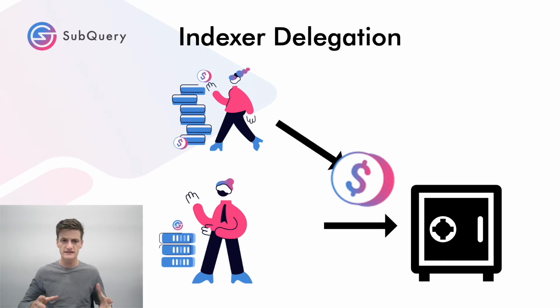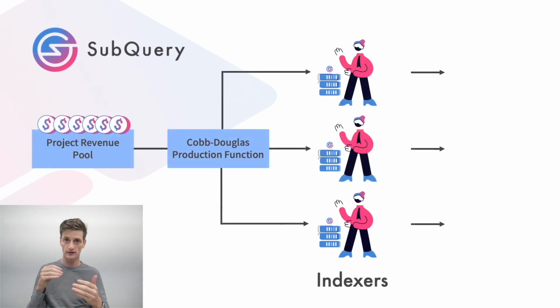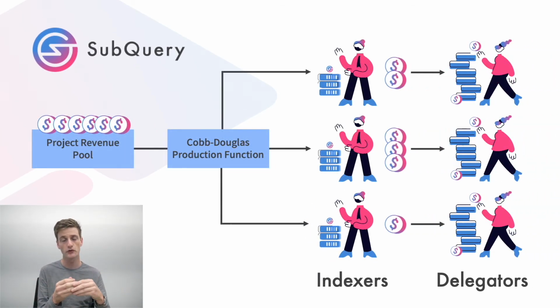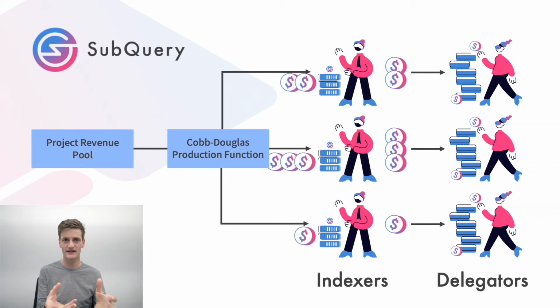So by increasing the portion of staked SubQuery token that an indexer is using, you can help increase the portion of revenue that the indexer receives. And a bigger proportion of those revenue will mean obviously more rewards. So how do they attract delegation?